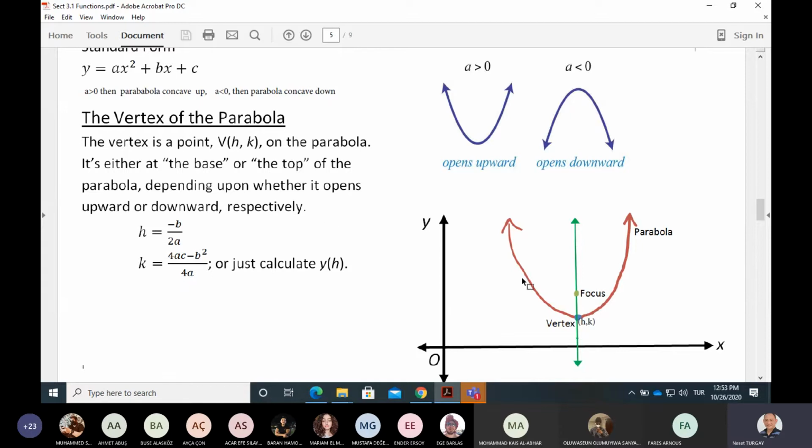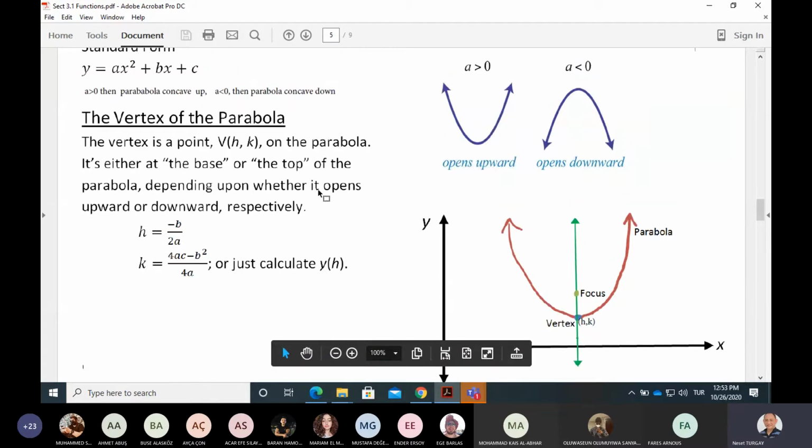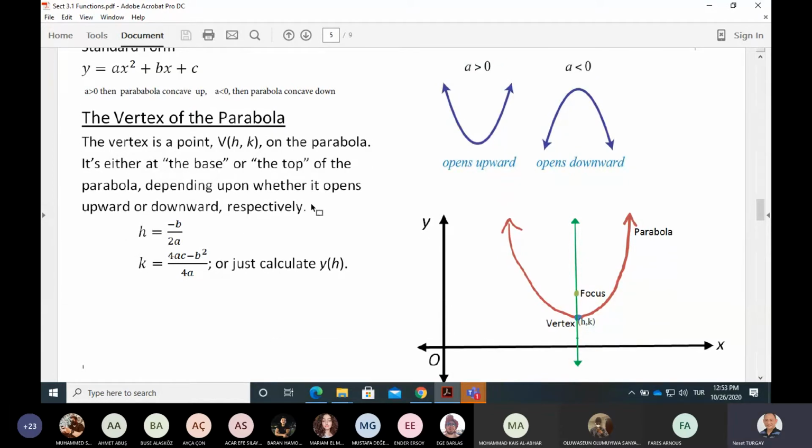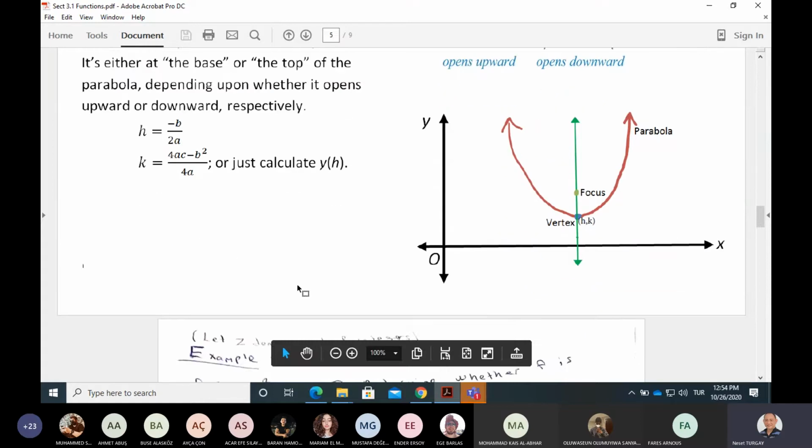So how do you find this vertex? For example, in the case of a less than, no, not less than, sorry. If a is bigger than 0, because this is up, you find h is minus b over 2a. And k is just y, which is f of h, which is this.